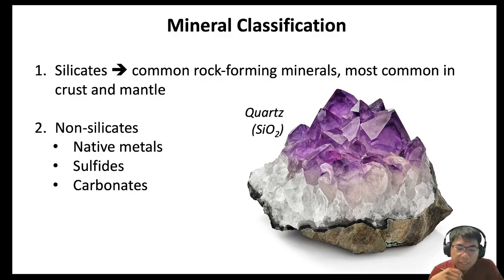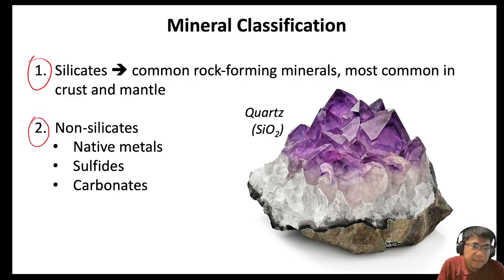So for this course, I would like to make the mineral classifications very simple. I think what you need to know is that there are two main types of minerals out there. The first one is called the silicate minerals, and the second one is non-silicates. If you think about it, it has the word silica in it. So silicates really consist of silicon and oxygen.